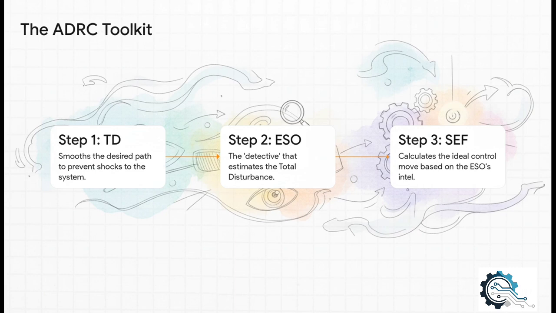First, you've got the tracking differentiator, which basically smooths out our commands so we don't jolt the system. Then, and this is the heart of the whole thing, you have the extended state observer, the ESO. Think of it like a detective that's always on the case, figuring out what that total disturbance is. And finally, the state error feedback controller takes the intel from the detective and calculates the perfect move.